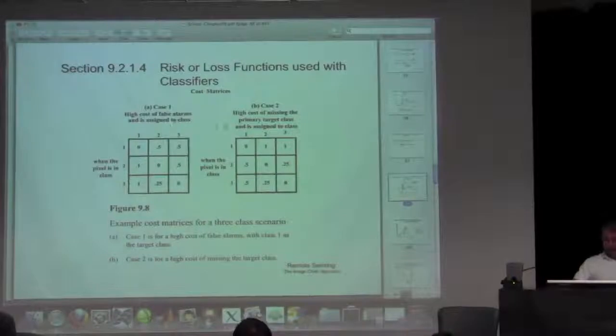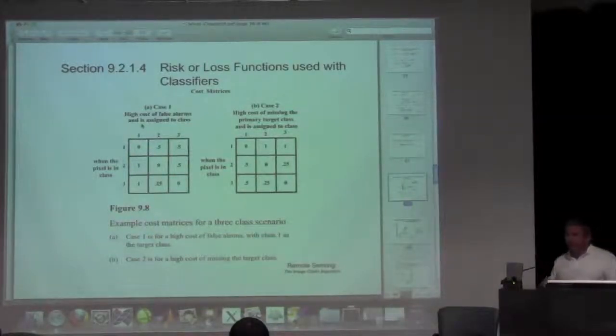All right, so let's take a look at the two cases that were in the text. So case 1, you have a high cost of false alarms. That means if I include pixels in my class that are really false alarms, they really belong to class 2, but I included them in class 1, and that has a high cost, my cost matrix might look something like this. So I have a high cost of false alarms, and what is assigned to the class across the top here, when the pixel is actually in the class down the side here.